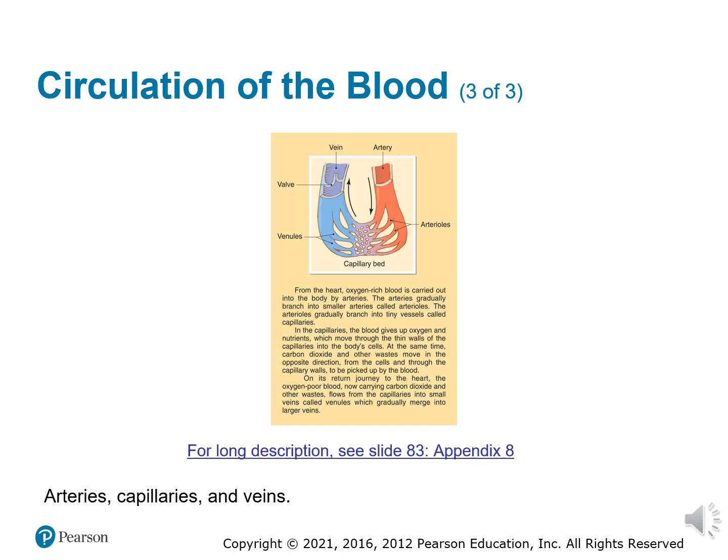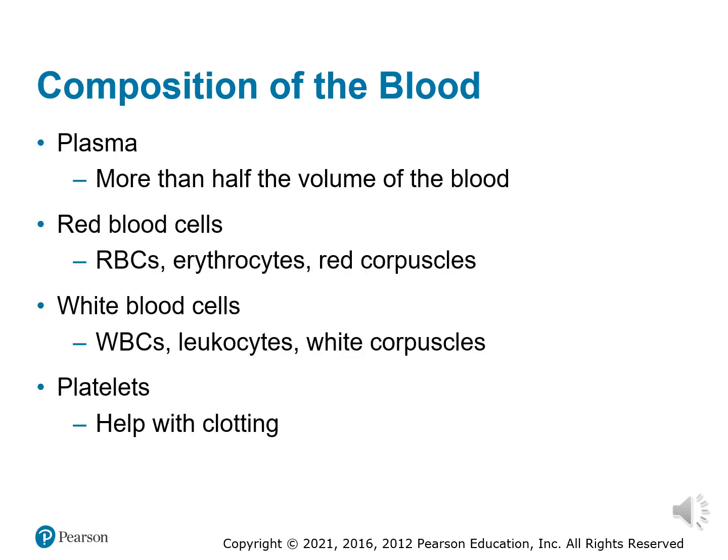Here you're going to see the arteries, capillaries, and veins. Composition of blood. The blood is made up of several different components, including plasma, red and white blood cells, and platelets. Plasma is the watery, salty fluid that makes up more than half the volume of the blood. The red and white blood cells and platelets are carried in the plasma, and waste and carbon dioxide from the cells also dissolve in plasma to be transported back to the lungs.